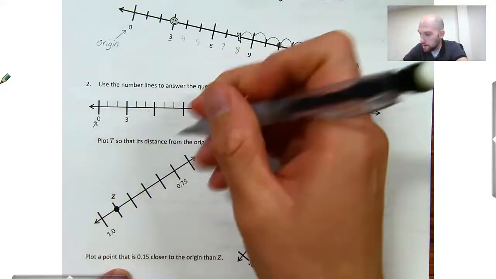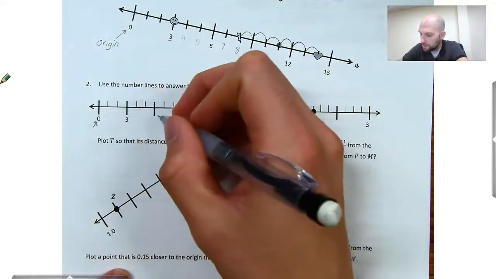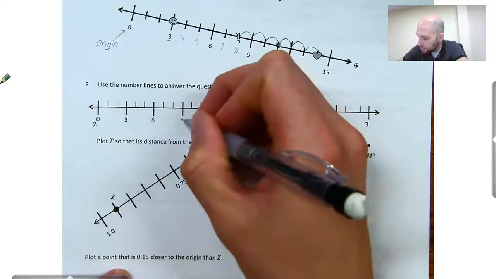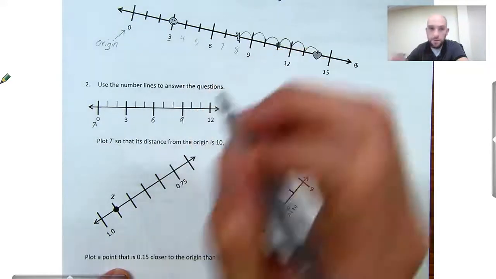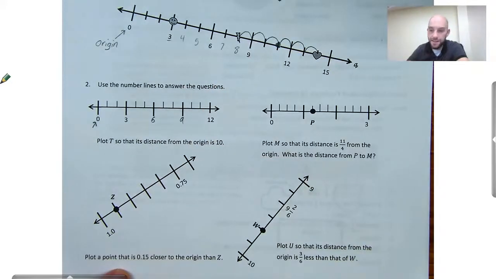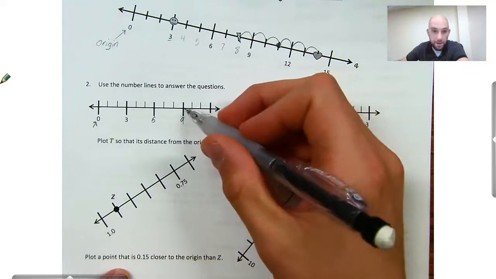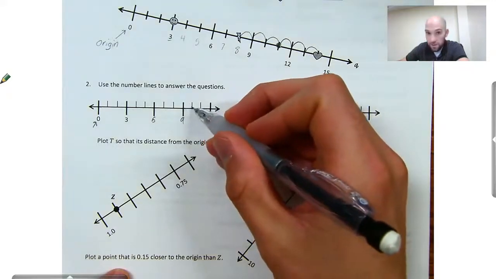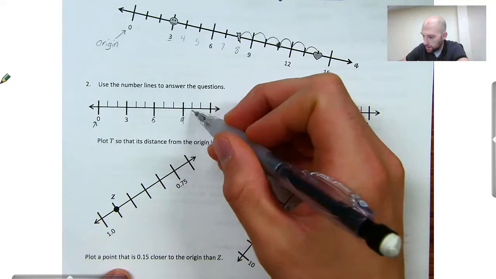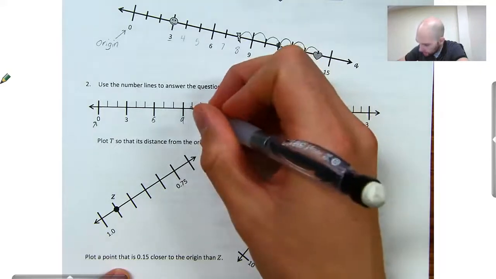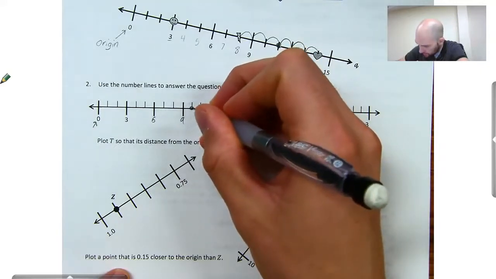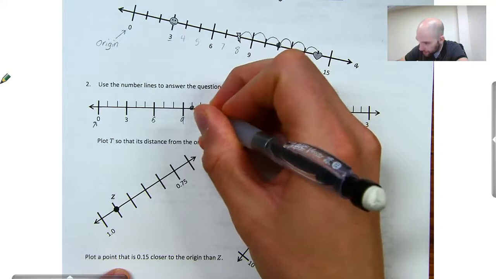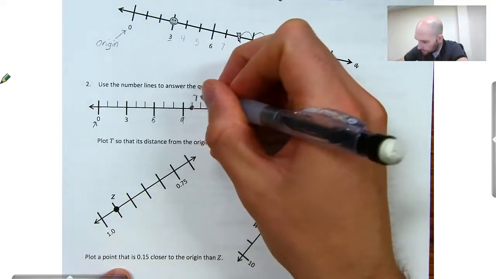Well, this is 3, 4, 5, 6. So it looks like we're counting by 3s again. So I'm going to fill in 6 and 9. And if I want to find 10, I'm going to locate 9 on my number line and move 1 space forward to 10. And 10 is right here. And that's just a plot point T, so I'm going to label this with a T.